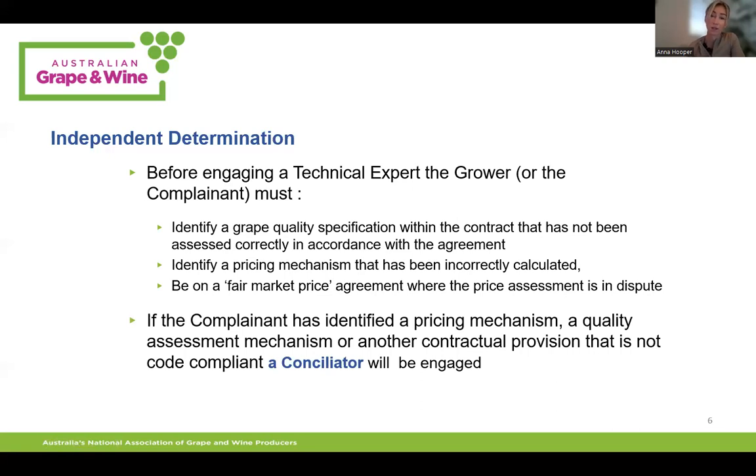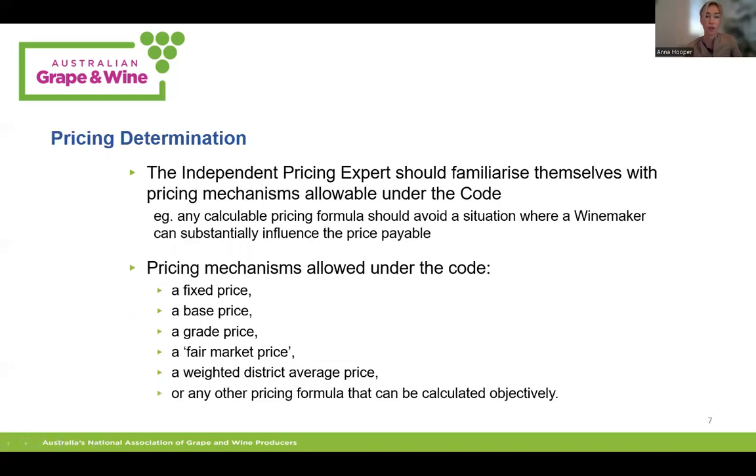A pricing expert is someone who understands the market, and they'll need to look at ways of acquiring information regarding the market in the given region for the given variety, and potentially also the given grade, assuming a grade has been agreed upon already and is not the subject of dispute. The role of the independent pricing expert, as described within the code, is to determine whether the price for the grapes has been properly determined in accordance with the pricing mechanism outlined in the agreement.